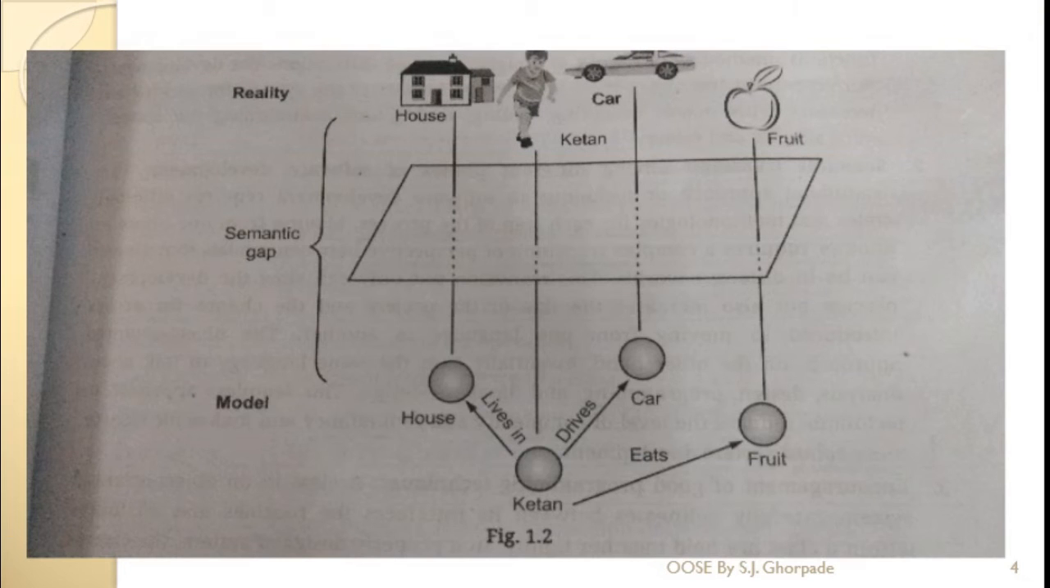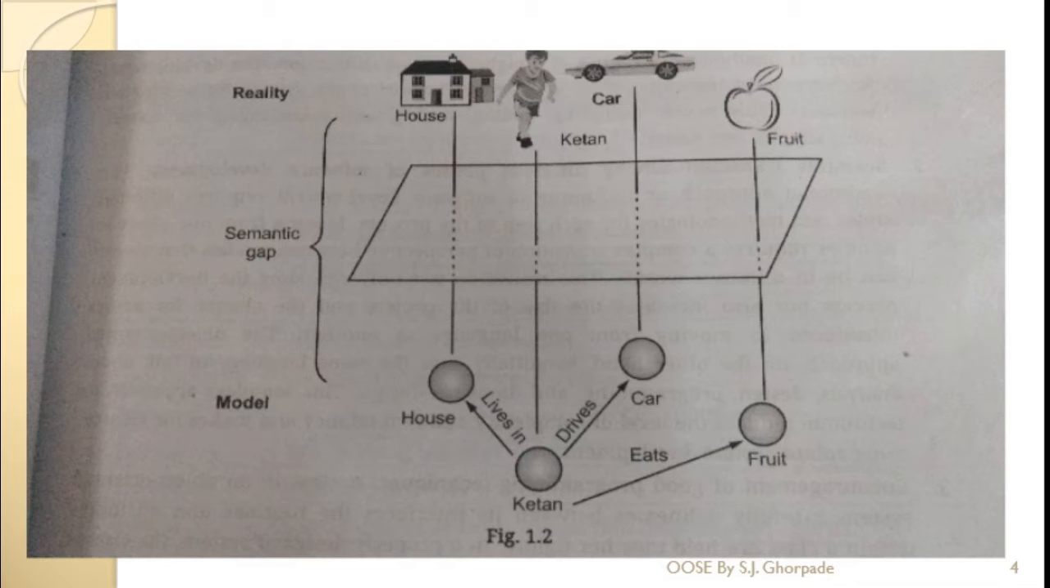So in reality we have an object Ketan. Now Ketan has a house, car and fruit. So how could it be represented in a model format? Ketan lives in a house. Ketan is one object, house is another object, and lives in is a relationship between Ketan and the house object. In the same way, the relationship between Ketan and car is drives. That is, Ketan drives a car. In the same way, Ketan and fruit are two objects and they have a relationship eats.